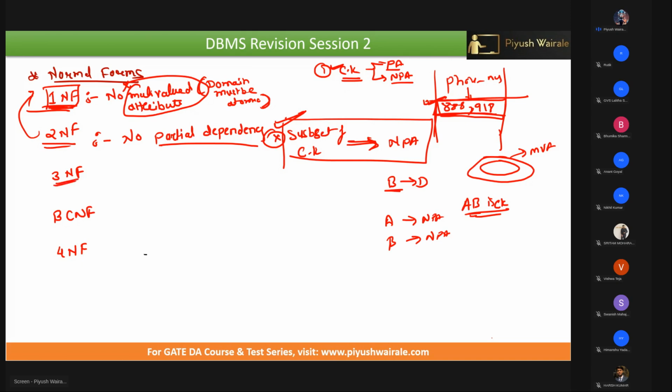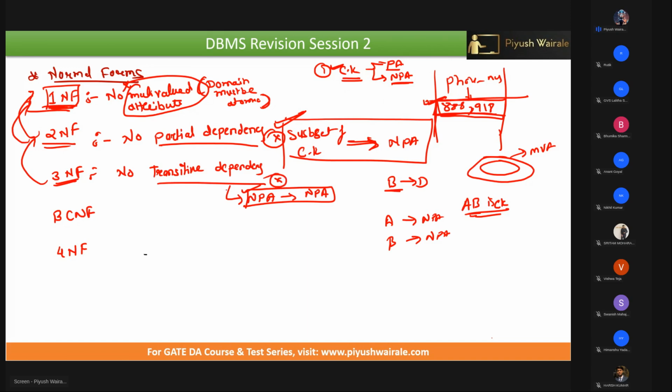What about 3NF? It should be in 2NF first, it should be in 1NF first, and no transitive dependency. Now, what is transitive dependency? A non-prime attribute determining another non-prime attribute. Remember this, right? Once we find prime and non-prime attributes, check for NPA determining NPA. If this is there, it is not in 3NF. It's a transitive dependency here.